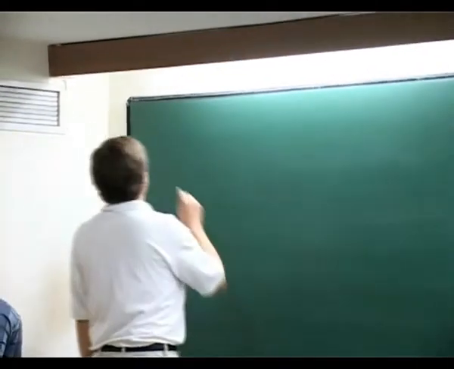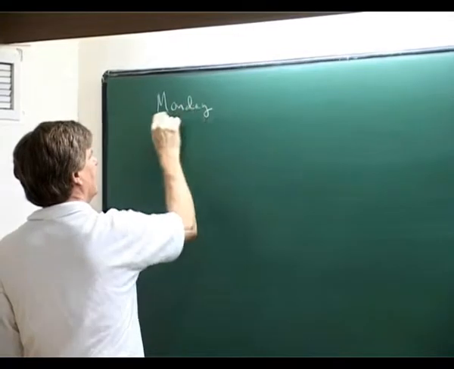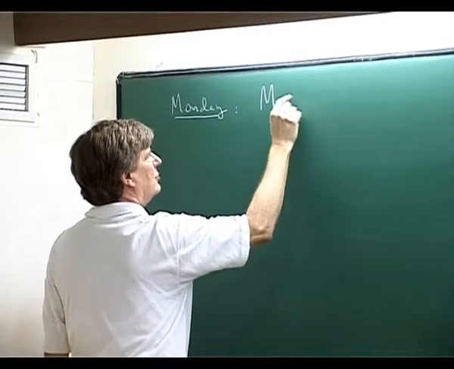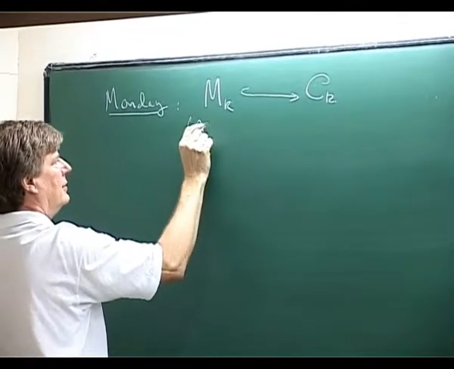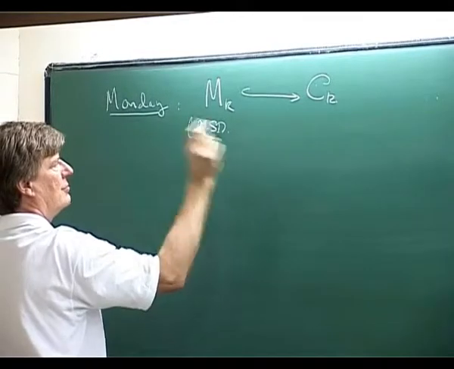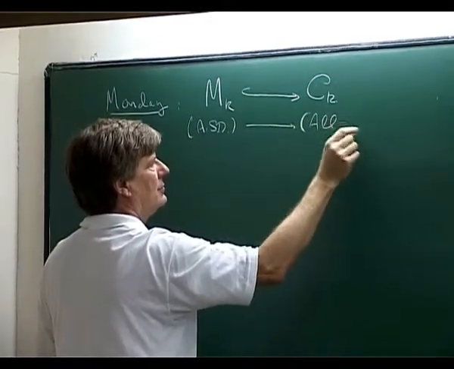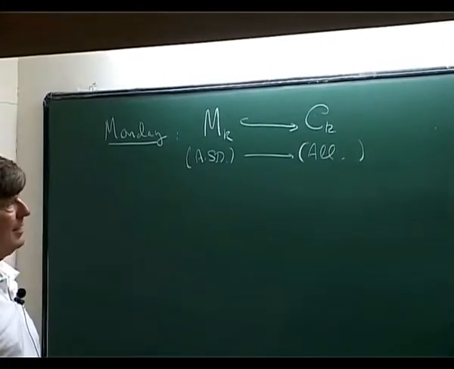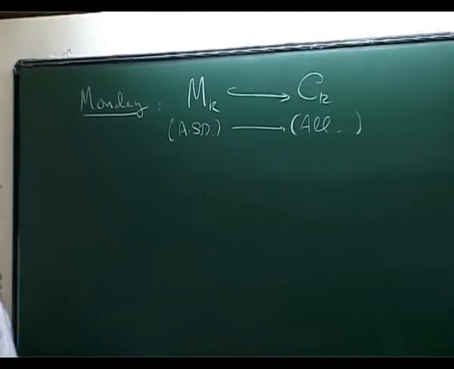So I talked on Monday about the inclusions of anti-self-dual connections into all connections. And now I'd like to talk about a sort of geometric problem that has a lot of similarities to this.